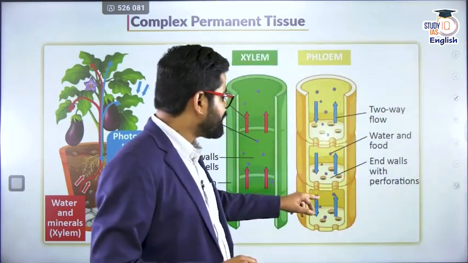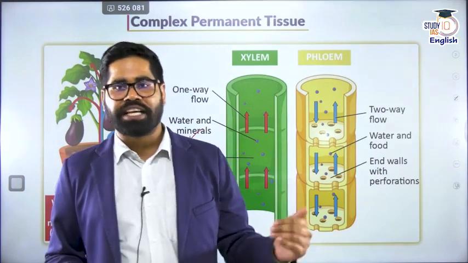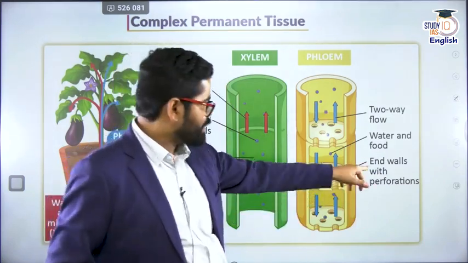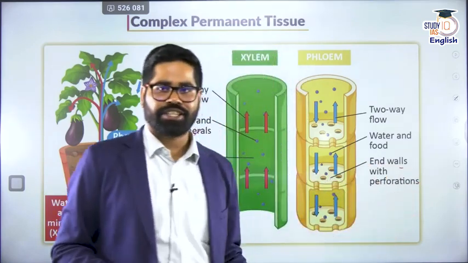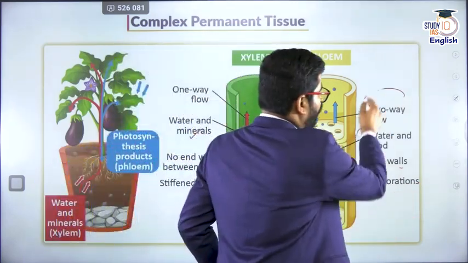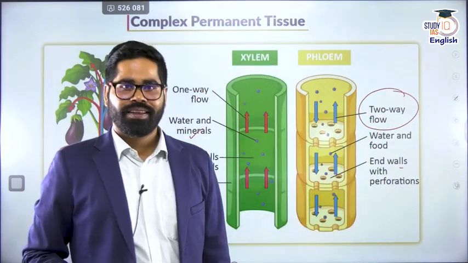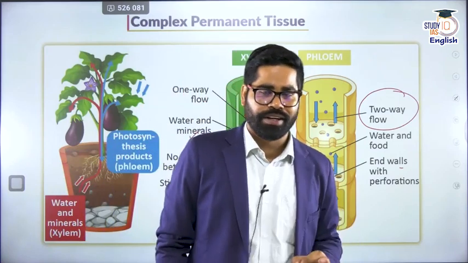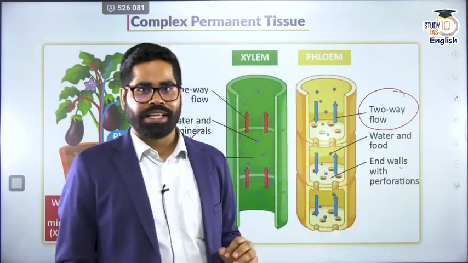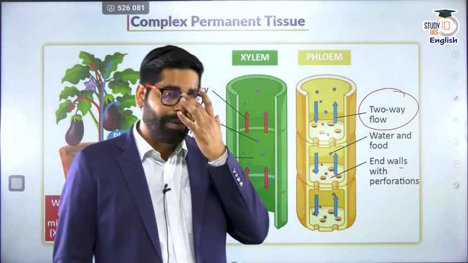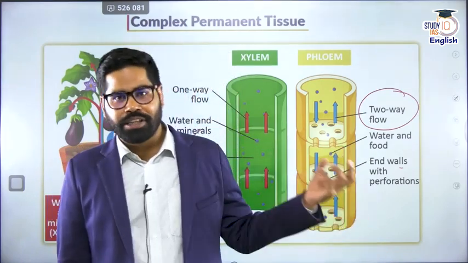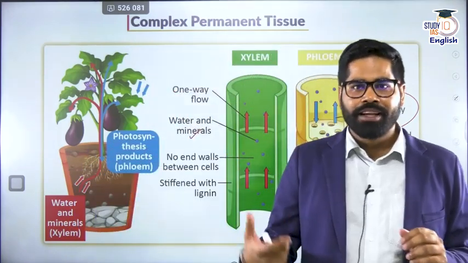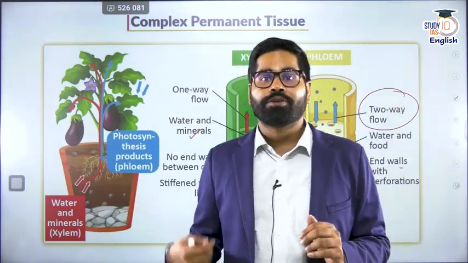On the other hand, you can see that there are end walls with perforations. This phloem is the other structure. It consists of end walls with perforations, and these perforations allow the two-way flow. This phloem is responsible for transfer of water as well as food to the different parts of the body. Basically, it carries the food manufactured in the leaves of the plants to the different parts of the body. Whereas this xylem is responsible for carrying the water and minerals from the root to the leaves of the plant.